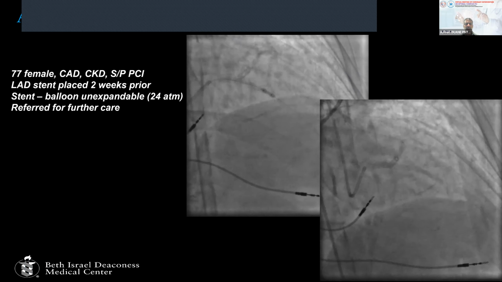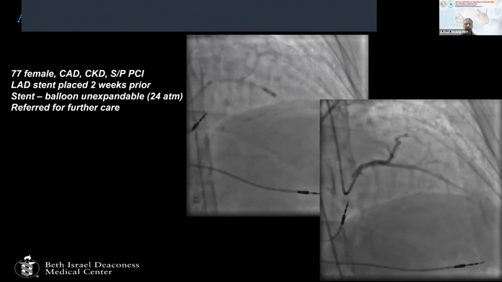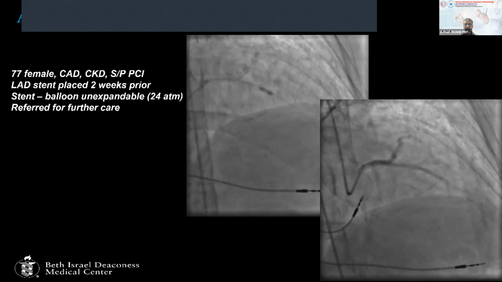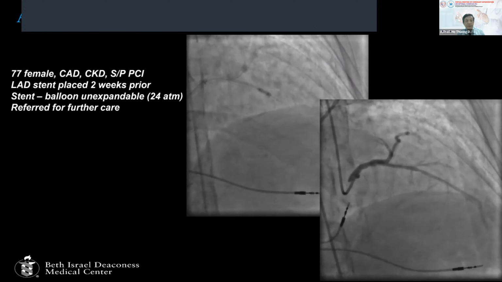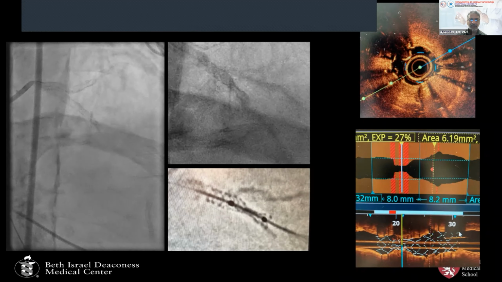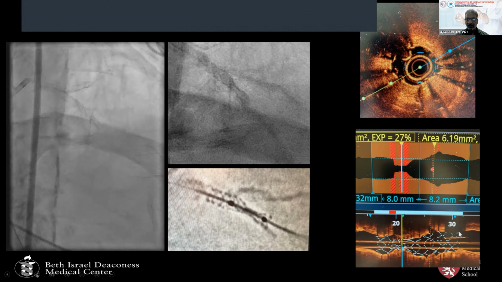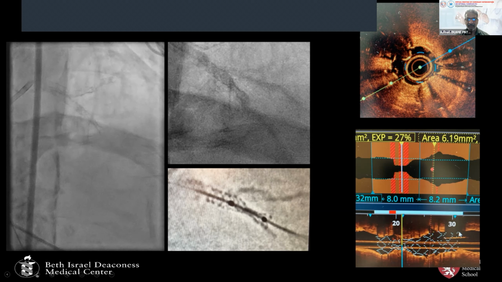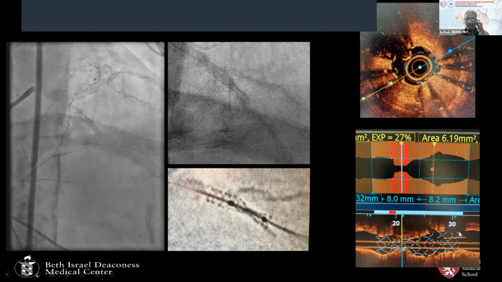So a couple of quick cases. There's a 77-year-old woman with coronary disease and chronic kidney disease who had a stent placed 2 weeks prior, and the balloon didn't expand at 24 atmospheres, but the operator decided to place a stent anyways. And the stent, I guess, on angiography looks okay, but when you really zoom in on it, you can see that the stent is really severely underexpanded. You see here, and you see this on OCT. So really, this is an underexpanded stent with a profound risk for restenosis and stent thrombosis.